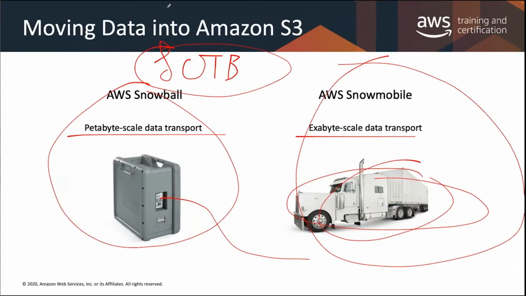And nowadays we have a smaller device called Snowcone. You can actually search for AWS Snowcone, around 8 terabytes.